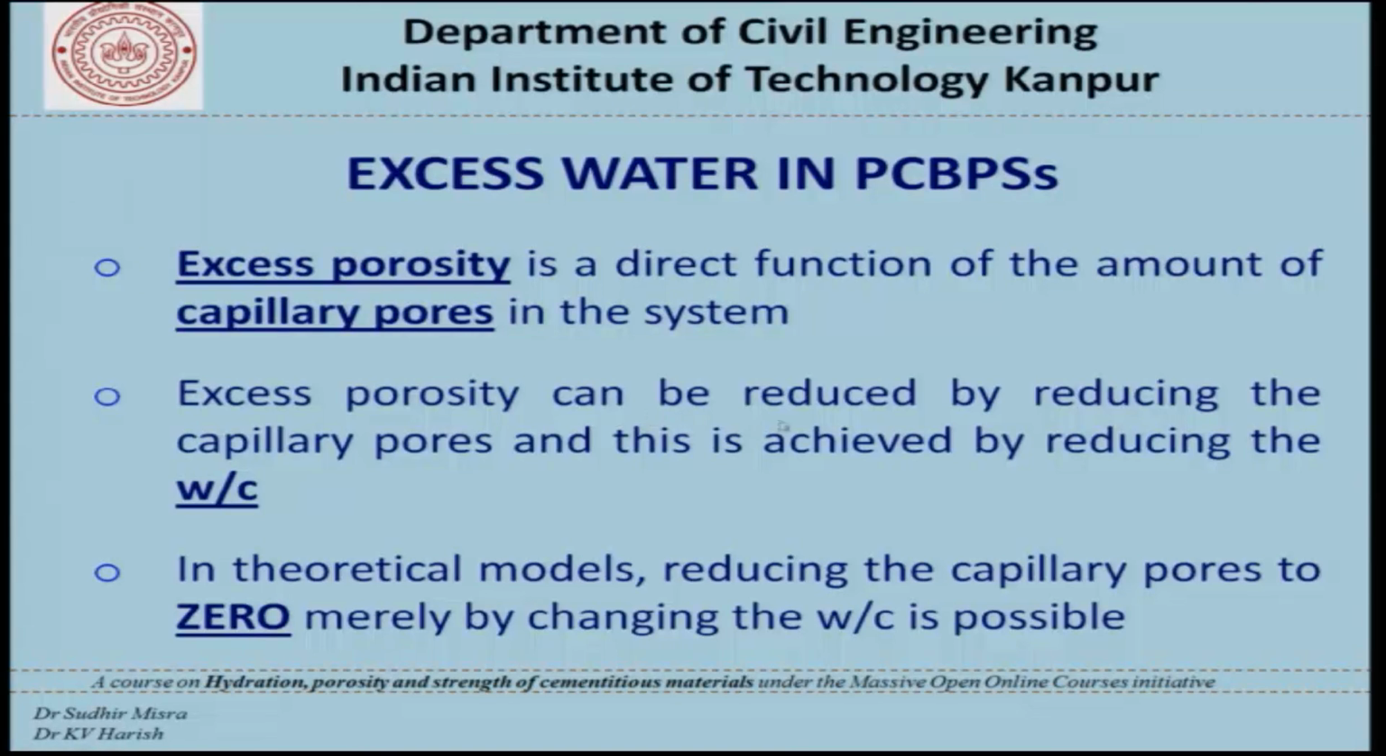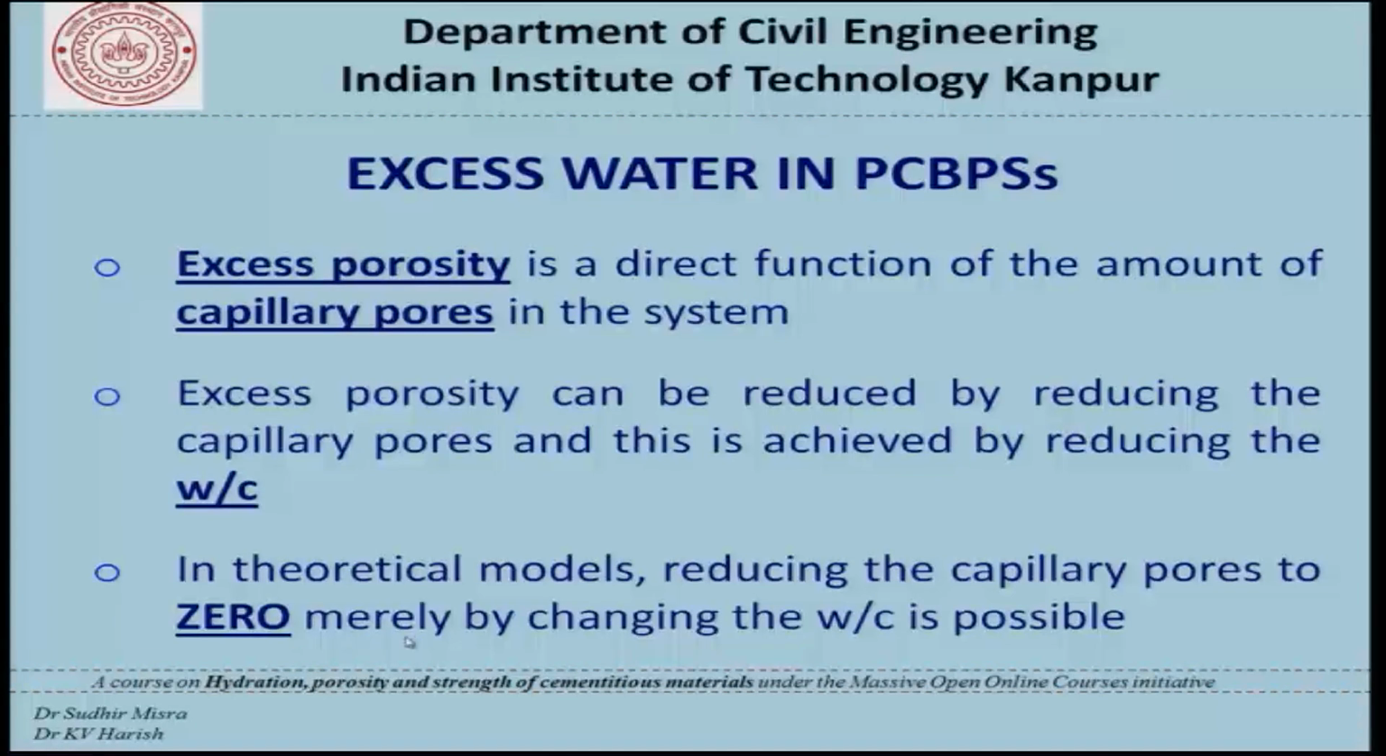Excess porosity can be reduced by reducing the capillary pores, and this is achieved by reducing the water to cement ratio. But remember that you cannot simply reduce the water cement ratio without understanding the volume changes. That is one of the reasons why we have section 2, which we will see in the next lecture, where you can see the changes in the volumes of different water that is present in the Portland cement based paste systems.